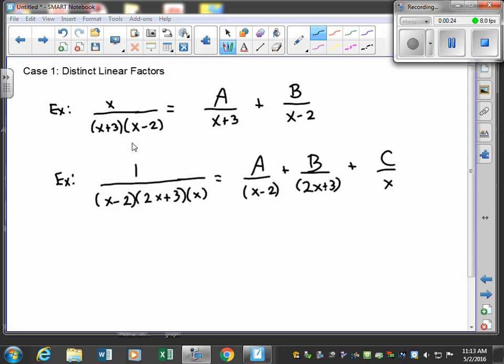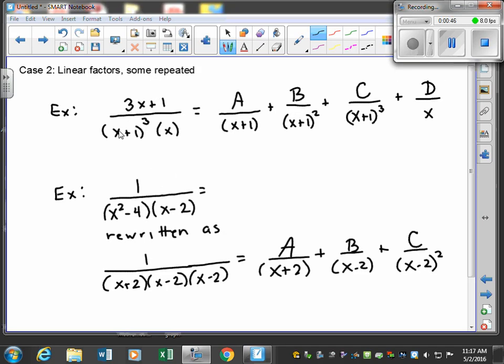We've done one like this with distinct linear factors, so we would just separate this into A plus B, and then we would use our methods for solving A and B. We also saw one where we have 3 different ones, so then we would say A plus B plus C, and same idea. So let's look at case 2.